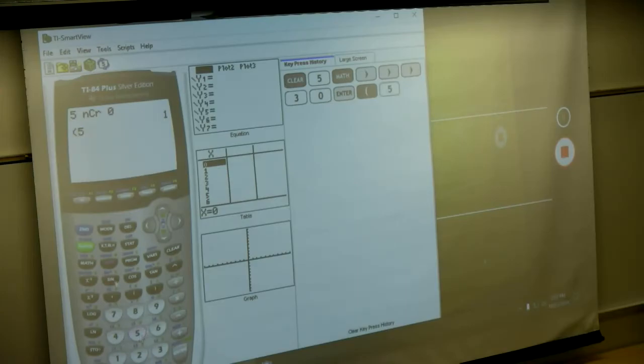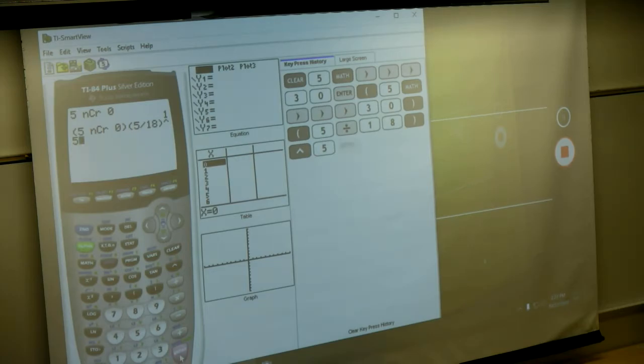5. Do the same thing again. P raised 0 is just 1. What is Q? Q is 5 over 18. Raise it to the power of 5.